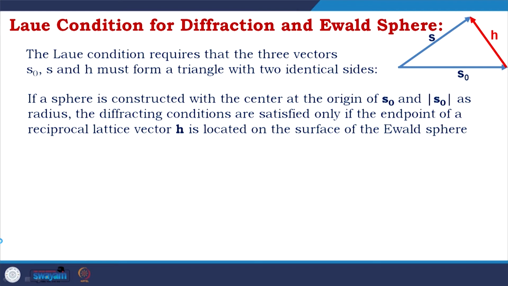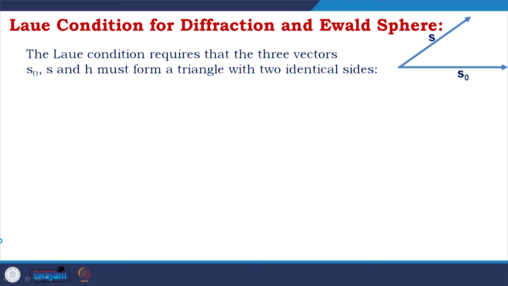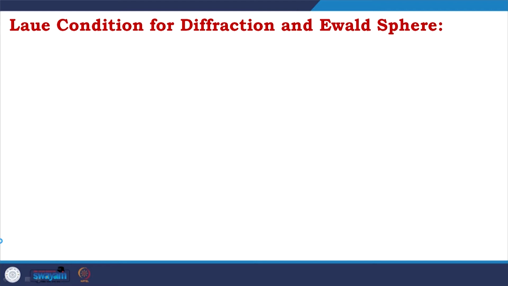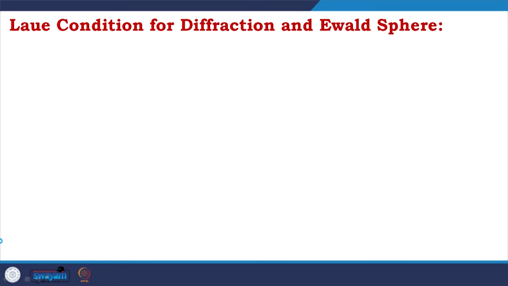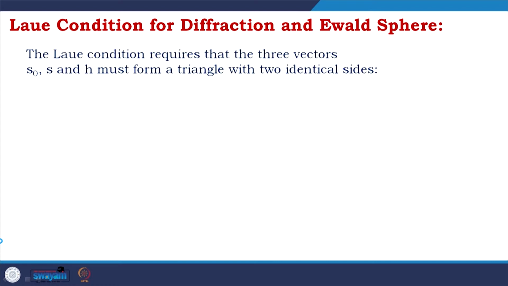So, up to now we are talking about the Laue condition, which was S equals S0 plus H. Now, from that relation we develop a triangle. So, the Laue condition requires that the three vectors S0, S and H must form a triangle with the two identical sides, which are S and S0 like this, and then you have H.